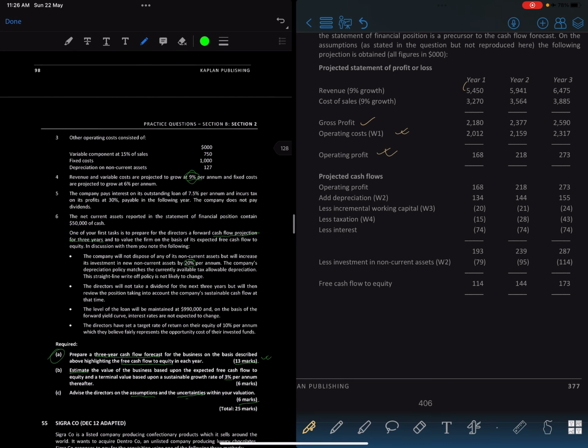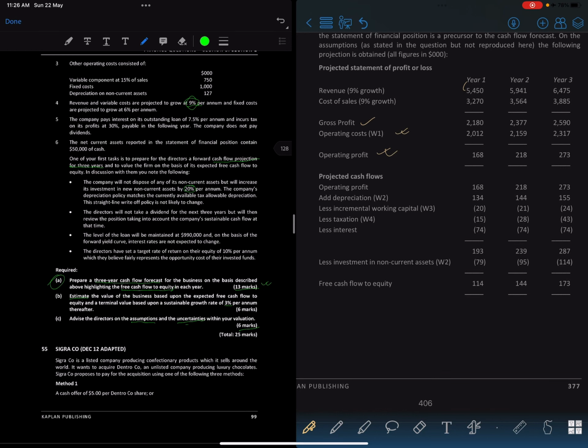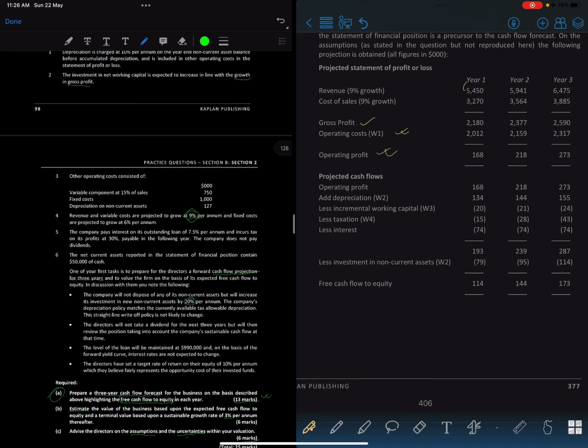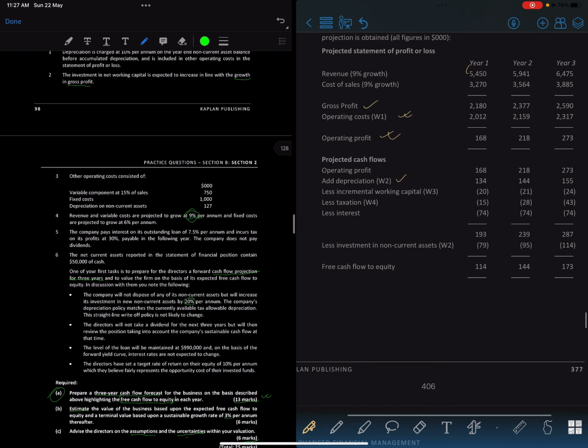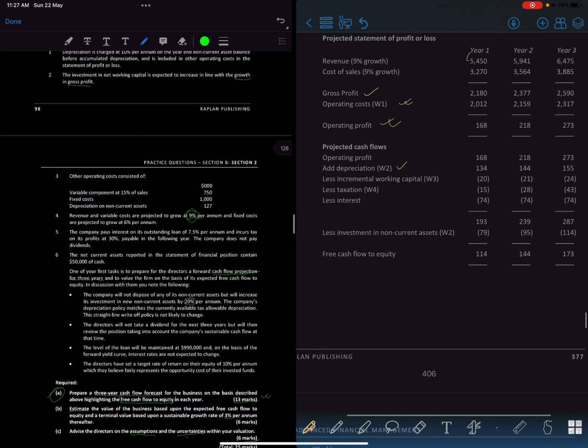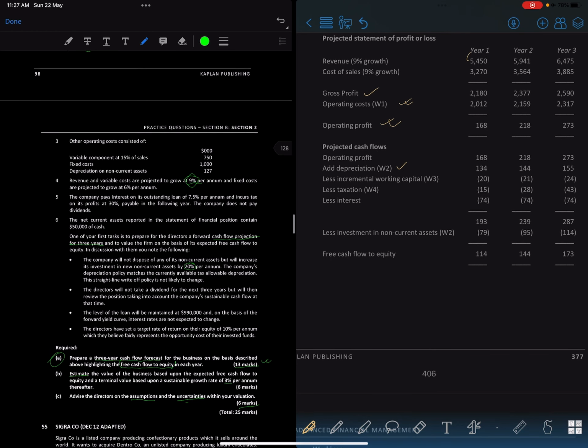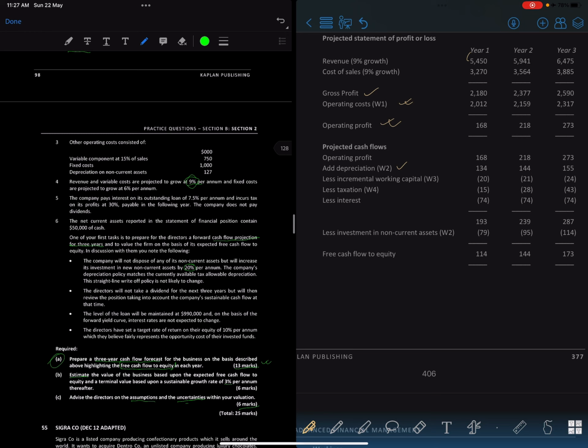After that we need to calculate free cash flow to equity in each year. Depreciation is not a cash outflow, so we add it back. Then we need some working capital as well. There was something about working capital. The loan will be the same.